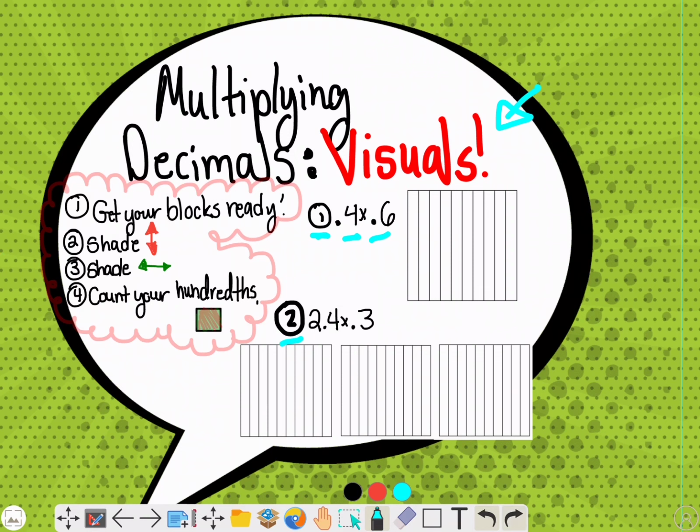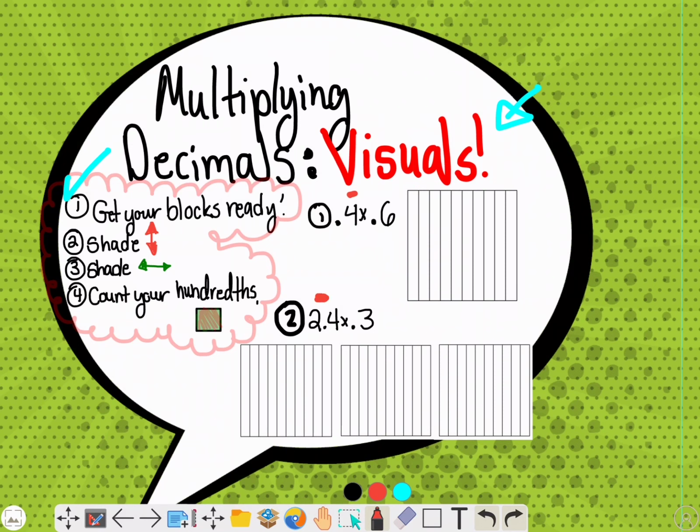First thing you need to do is get your blocks ready. That's these squares over here. I did that step for you. And the next thing you're going to do is pick two colors. I'm going to pick red and green. And you're going to shade your first number in vertically. So this one you're going to shade in vertically. This one you're going to shade in vertically.